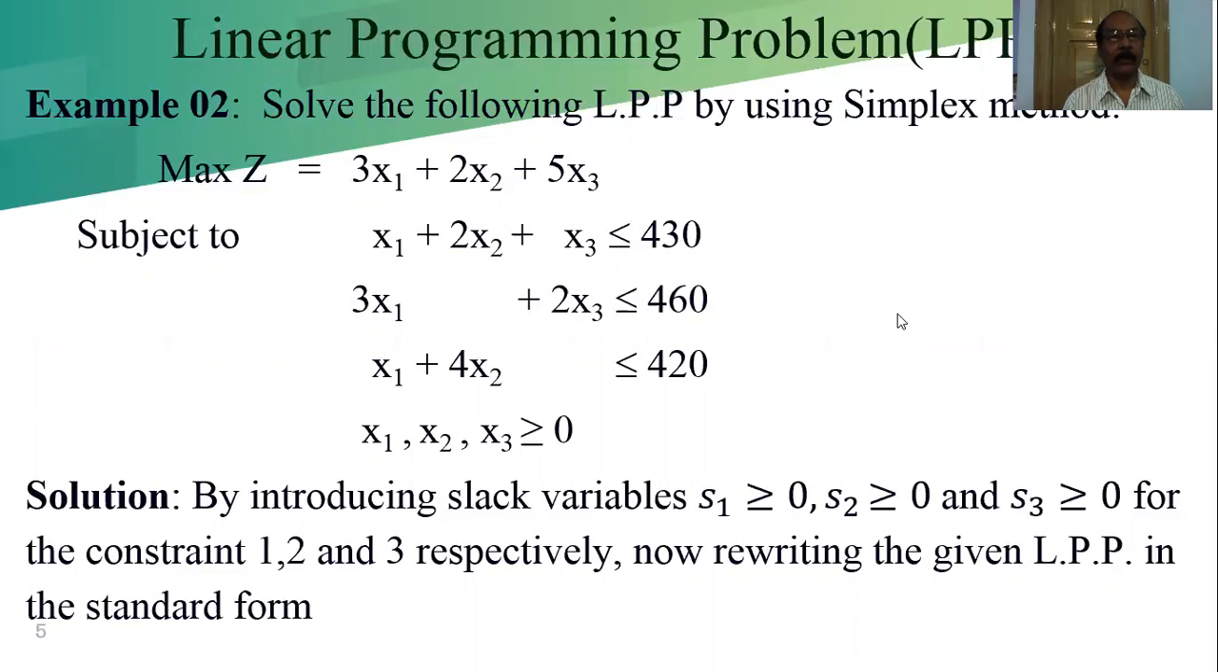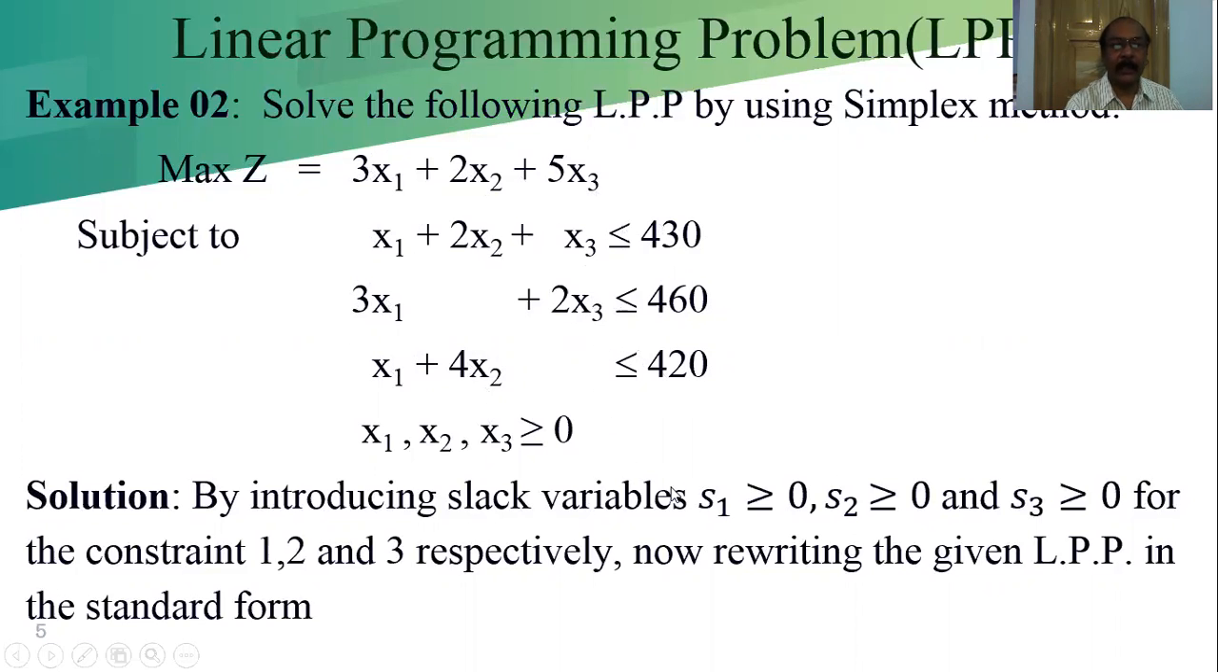The linear programming problem is: max z = 3x1 + 2x2 + 5x3, subject to the constraints x1 + 2x2 + x3 <= 430, 3x1 + 2x3 <= 460, x1 + 4x2 <= 420, and x1, x2, x3 >= 0. That is the non-negativity condition. These are the three constraints, and this is the objective function. There are three variables and three inequations.